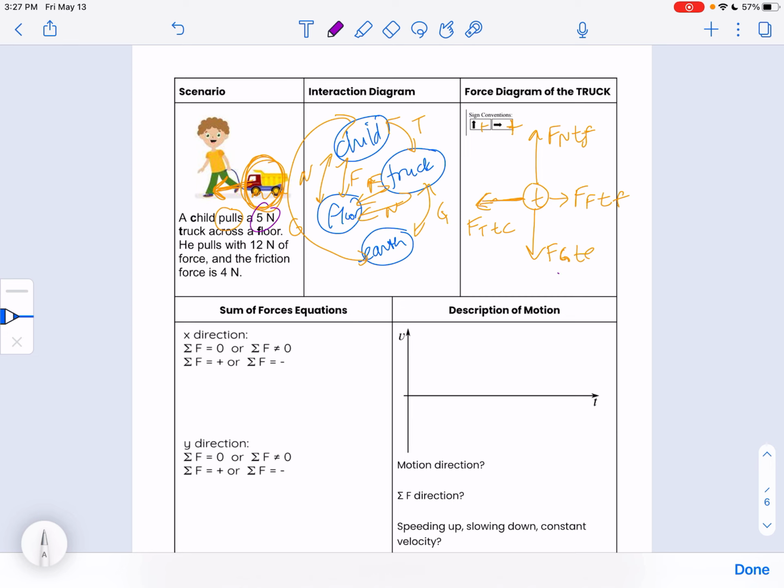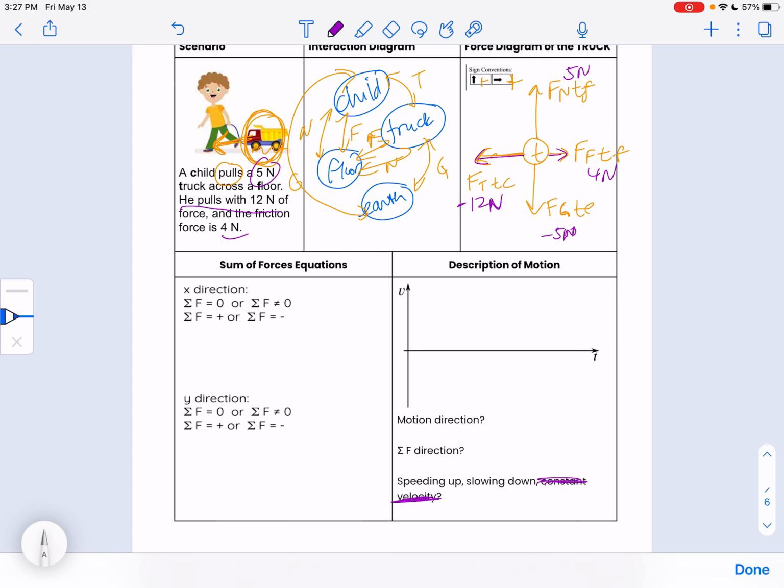So then the numbers. It says it's a 5 Newton truck, so that means that's the weight of the truck. So if that's 5, then this is going to be 5. And it says he pulls with 12 newtons of force. So that's going to be 12 newtons, but it's negative because of the way it's pointing, and the friction force is positive 4. So the unbalanced forces here mean that there's going to be some kind of change in the motion. So this is not a constant velocity, because there's an unbalance in the forces. So it does not equal 0, and I can see that the bigger one is pointing negative.